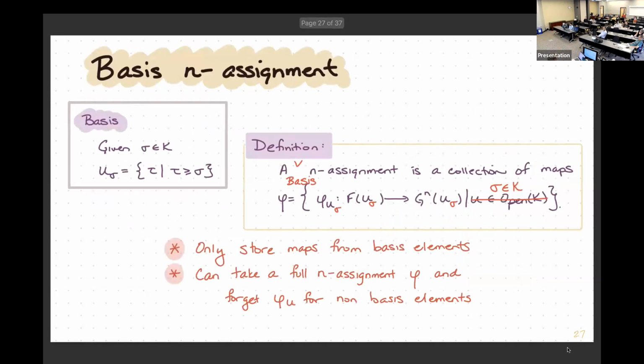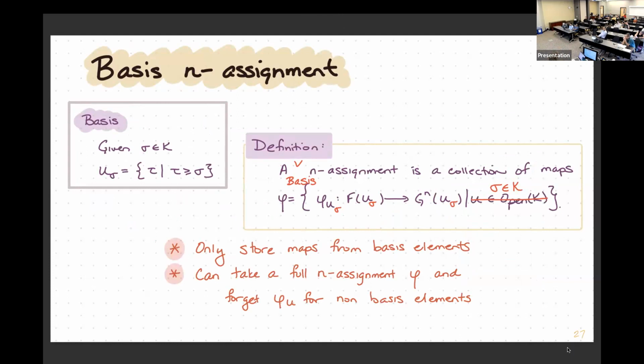Okay, so what I can do is I can just focus on the basis elements. All right, so all I'm going to do is I'm going to swap out everything I just said and only care about the open sets that are specifically related to cells from the original K.